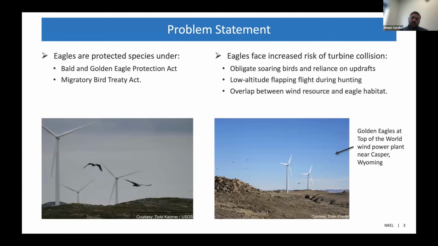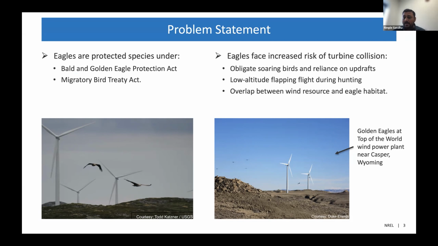So, problem statement: we want to model golden eagle behavior. We want to model their movements at turbine scale resolution so that we can compute the presence and the risk near the turbines. We need to understand this because golden eagles are protected species and they are obligate soaring birds. So there are wind turbines and golden eagles trying to use the same wind resource. That's why there's a conflict. And on the bottom left, you see a picture of actual golden eagles traveling very close to wind turbines.